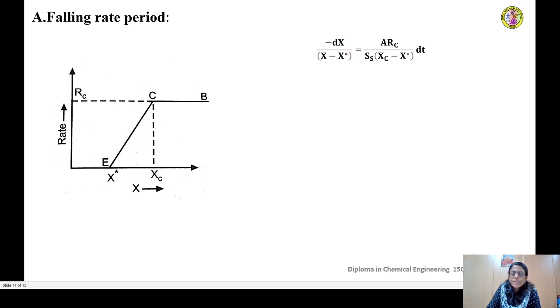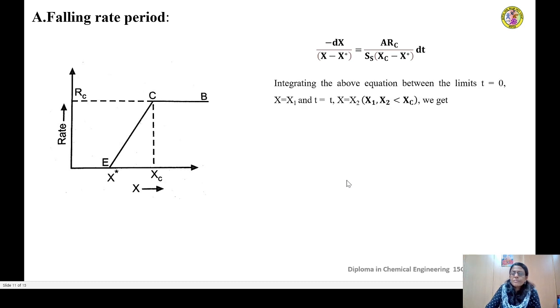So now we can separate the variables and integrate the equation. So minus dx can be taken to this side along with the respective term x. The term which involves x minus x star is retained over here to carry out the integration. That equals Rc by Ss. Xc minus x star are constant values, so they can be kept outside the differential term, into dt. So now let us integrate this equation between the limits.